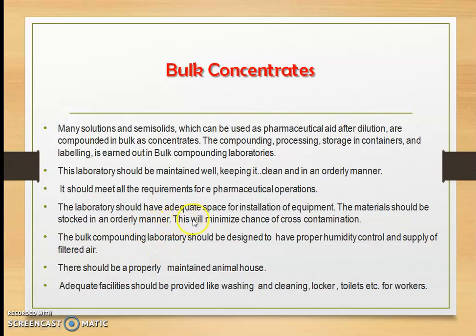The laboratory should have adequate space for installation of equipment. The material should be stocked in an orderly manner. This will minimize the chance of cross contamination. The bulk compounding laboratory should be designed to have proper humidity control and a supply of filtered air. There should be a properly maintained animal house. Adequate facilities should be provided, like washing and cleaning, lockers, toilets, etc., for the workers.